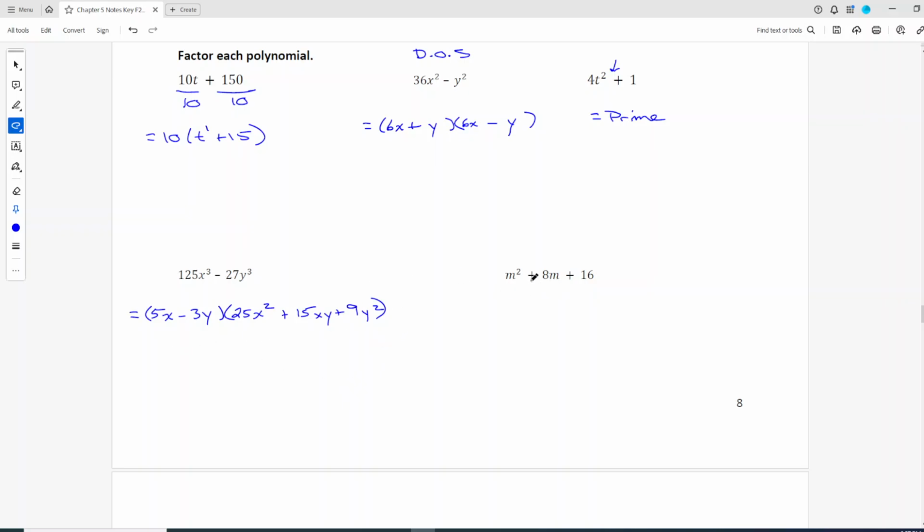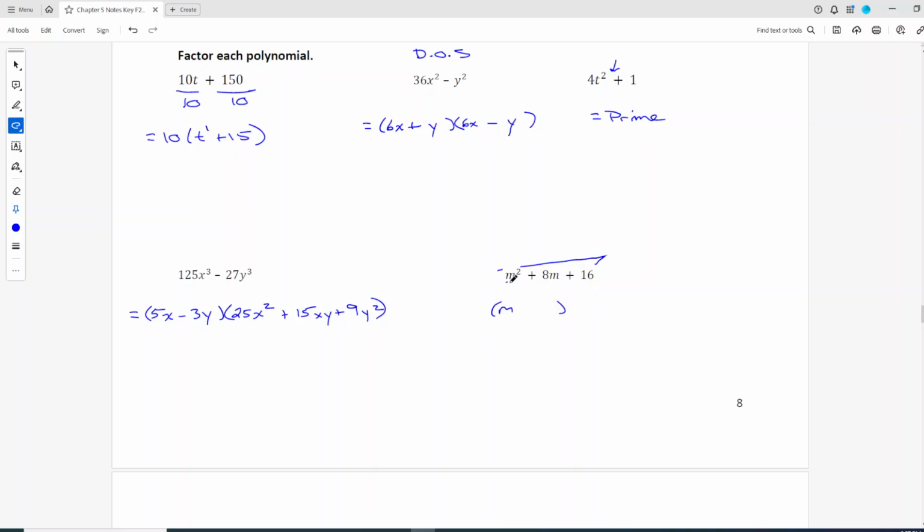In this third one, again, I try to greatest common factor first. There's nothing that goes into 1, 8, and 16, and an m squared, m, and nothing. So I know that I now have 3 terms, so I'm going to use the AC method. Now, if you're someone who recognizes I don't have to do the whole AC method, go straight to your brackets. How do I recognize it?